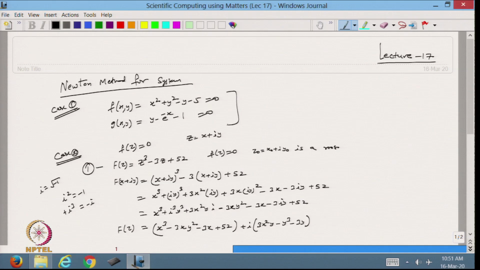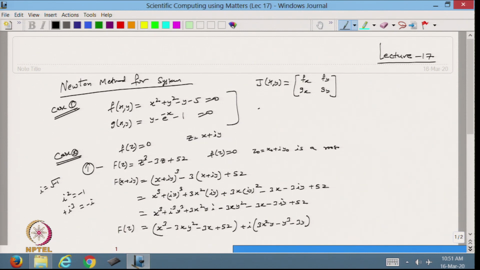So, let us start from here. I am taking the Jacobian now. Jacobian basically is this one, that is my fx, fy, gx, gy. This is the Jacobian we are going to find from here.